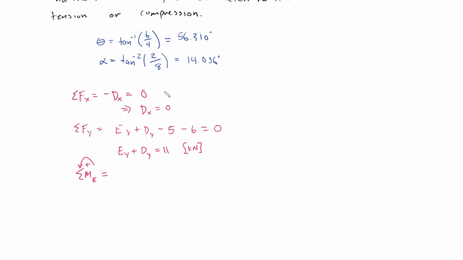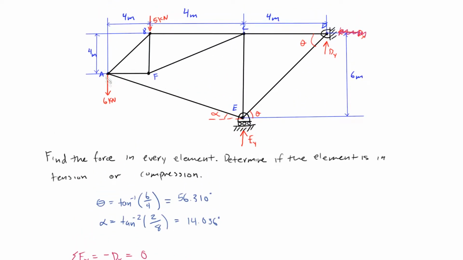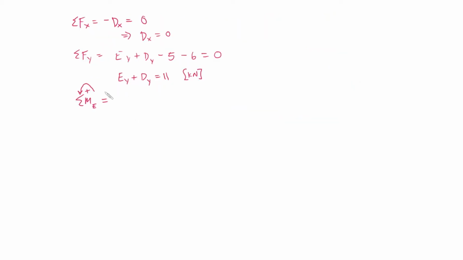So what we get is a positive rotation for this 6 kilonewtons, a positive rotation for this 5 kilonewtons, and a positive rotation for the DY force. So we apply the concept of moment, so we get 6 times 8 plus 5 times 4 plus 4 times DY equals 0. And we could solve for DY by simply doing some algebra. So we get 4 DY equals negative 68. And we get DY equals negative 17 kilonewtons.